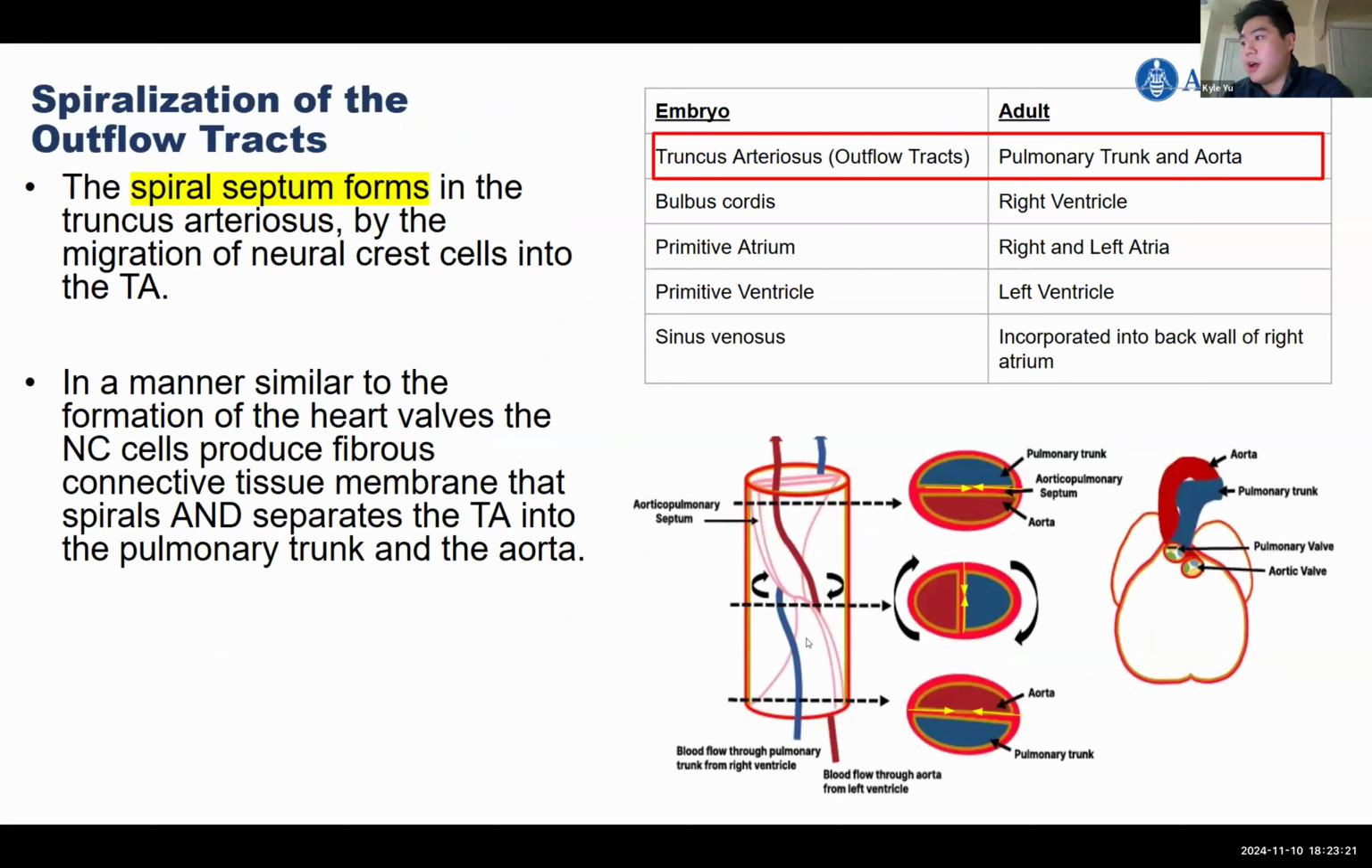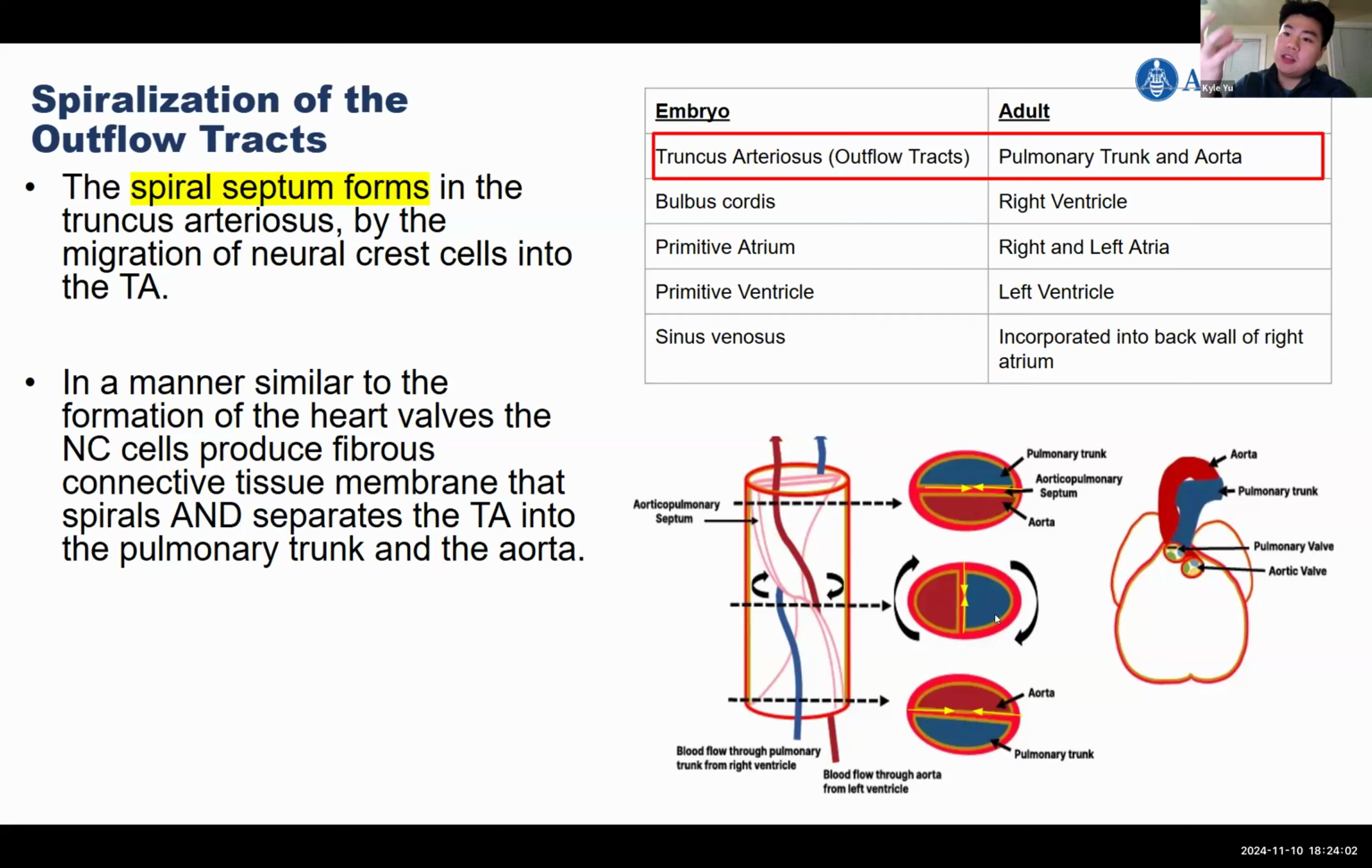So here we have a diagram showing the flow of blood. Here we have the deoxygenated blood flowing through the pulmonary trunk going this way, and then the oxygenated blood from the lungs is getting pumped out through the aorta, through the aortic trunk here. Early on in the truncus arteriosus, you have these two ridges that form here, and they grow downwards back towards the heart, and then they twist and form a spiral as they make their way down.